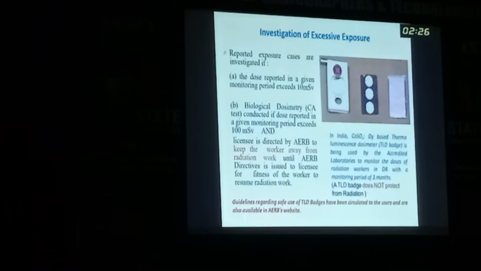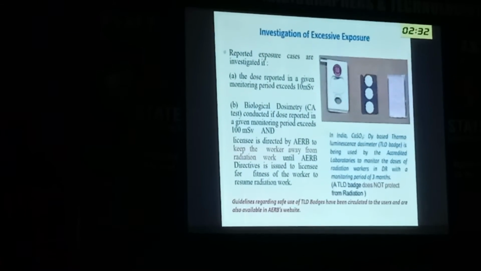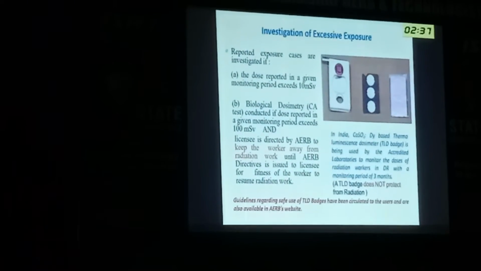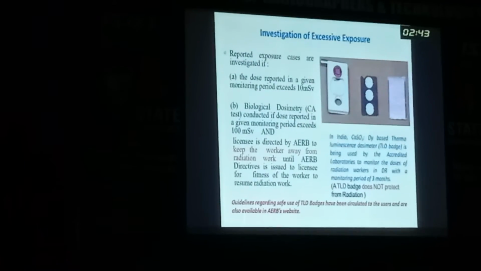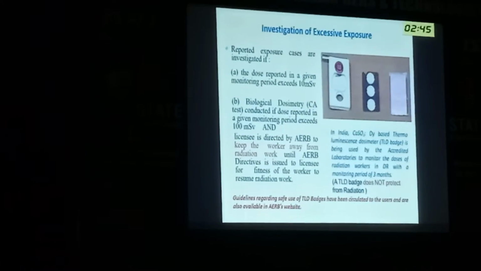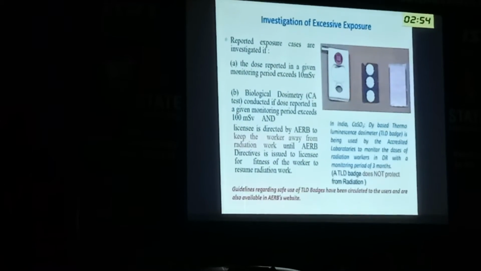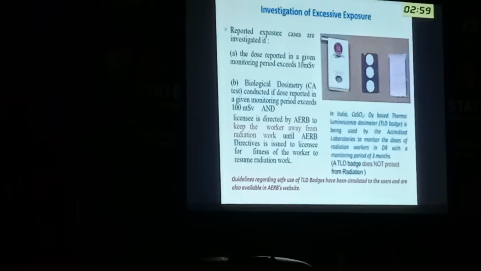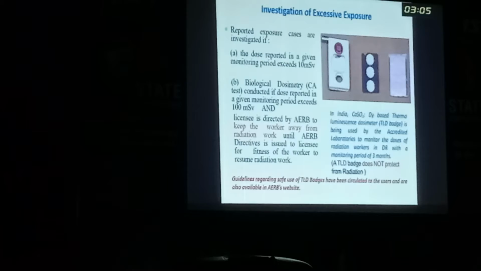And then investigation. Suppose anybody receives a dose of more than 10 millisievert in a monitoring period, then his case will be investigated, to find the basic reason, whether it is genuine or non-genuine. And if he receives more than 100 millisievert, then he will have to go through biological dose evaluation, that is the chromosome evaluation test, and the employer will be directed that till the investigation is over, he should not be allowed to work in a radiation area. The guidelines I have already mentioned have been circulated. You can have a look on the AERB website also.